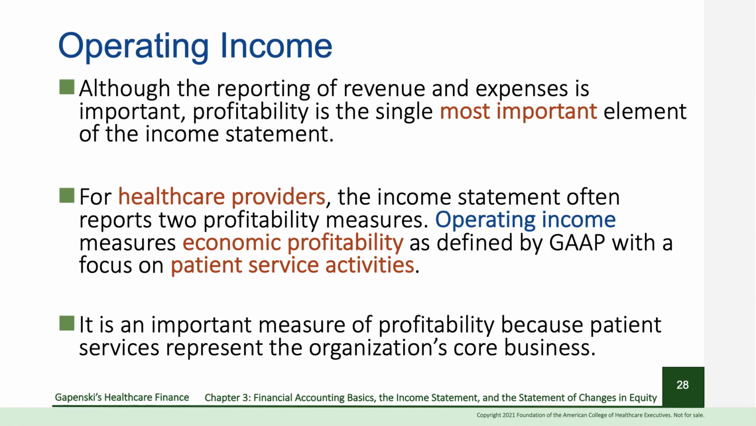Next, we will talk about the operating income. The reporting of revenue and expenses is important, but profitability is very important. And operating income tells you what income you generate by the operations you do. And there are two profitability measures. Operating income measures economic profitability as defined by the GAAP, and the focus is on patient service activities.